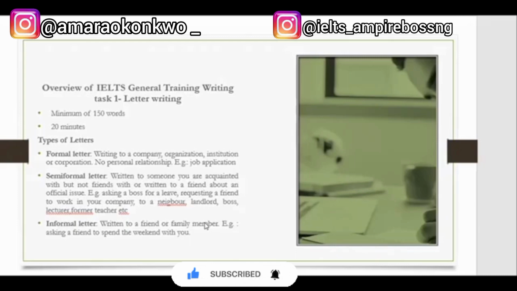Or you're writing to a landlord concerning a particular issue. All these things are semi-formal letters because you actually know these people, but the relationship you have with them is not personal. So you usually begin the letters with this greeting: Dear Mr., Dear Mrs. You could just use a name and a surname, but use the title with it.